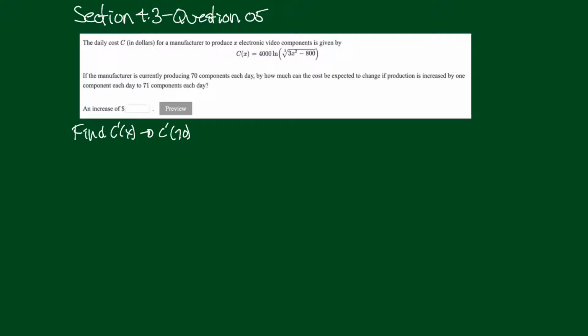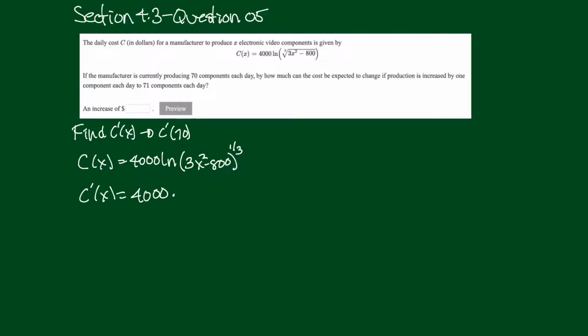So let's start with C prime. I'm going to write C of x like this, actually: 4,000 natural log. Now I'm going to get rid of the radical because we don't deal with radicals. This is going to be 3x squared minus 800 to the, it's the cube root, so this is going to be 1/3. So now we've got 4,000 times the log of some argument. So let's differentiate. We will get C prime of x equaling the 4,000 comes along.